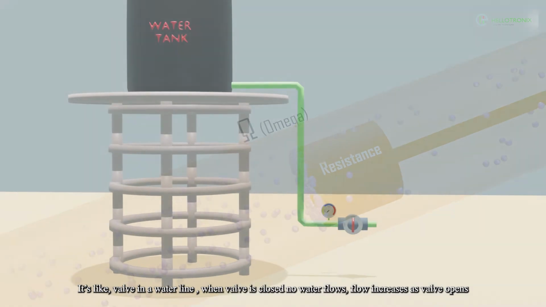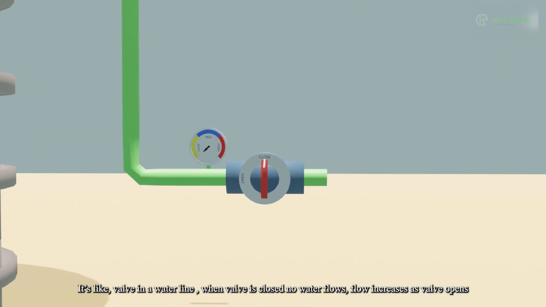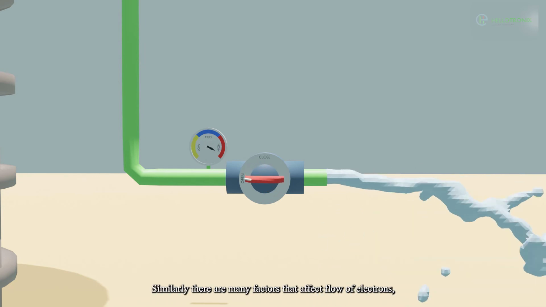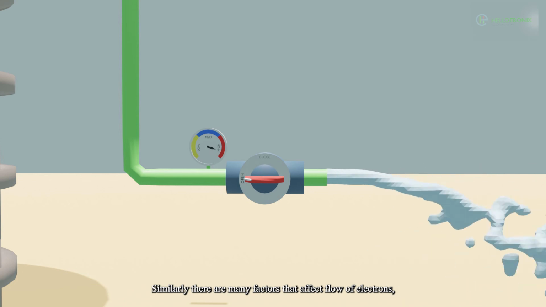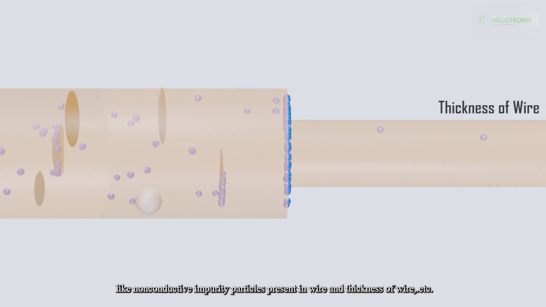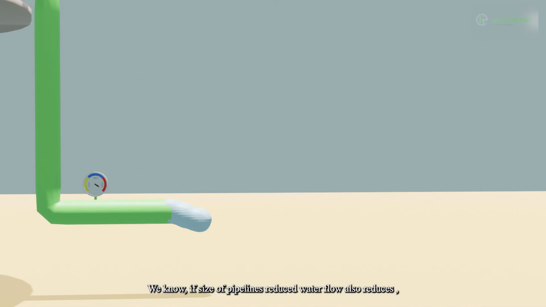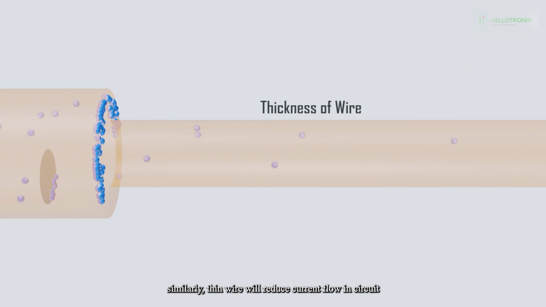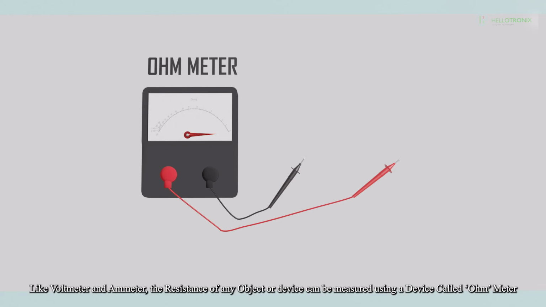It's like a valve in a water line. When valve is closed, no water flows. Flow increases as valve opens. Here, valve acts as a resistor to the water flow. Similarly, there are many factors that affect flow of electrons, like non-conductive impurity particles present in wire and thickness of wire, etc. We know if size of pipeline is reduced, water flow also reduces. Similarly, thin wire will reduce current flow in circuit. Like voltmeter and ammeter, the resistance of any object or device can be measured using a device called ohmmeter.